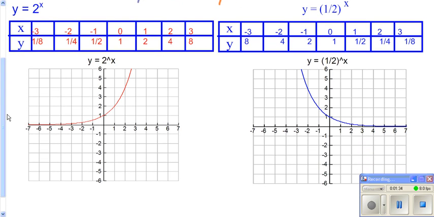What we have here are the graphs of two exponential functions. These are the two main types of exponential functions. Your red graph goes up as you go to the right, so it's referred to as a growth graph. Your blue graph goes down as you go to the right, so it's referred to as a decay graph. But for the most part, each graph is the same shape. You'll notice the blue graph is just the reflection of the red graph over the y-axis. That's the basic shape of any exponential function.